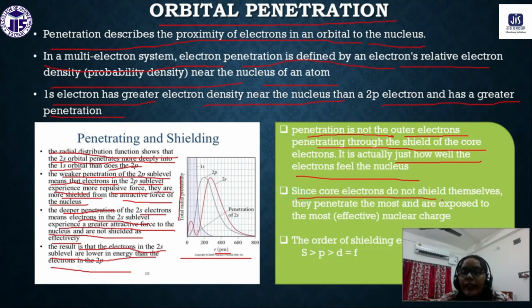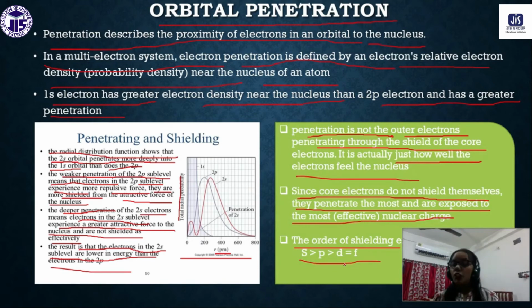Since core electrons do not shield themselves, they penetrate the most and are exposed to the most nuclear charge. Exactly, the inner orbital electrons are interacting with the nucleus more. That is why the penetration will be higher. The order of the shielding effect as well as the order of the orbital penetration effect is the same: s orbital greater than p orbital greater than d orbital, and f approximately similar to d. So this is all about the orbital penetration effect.